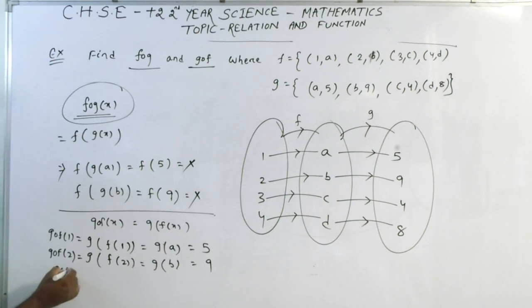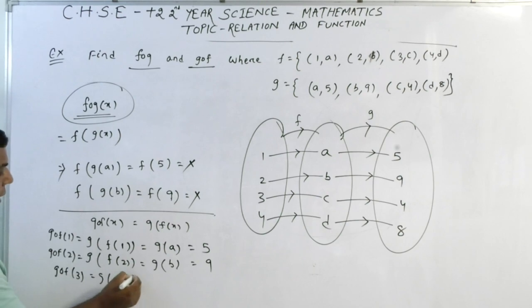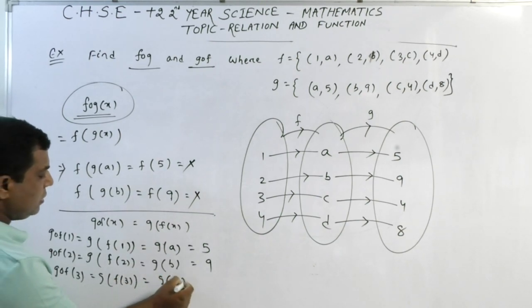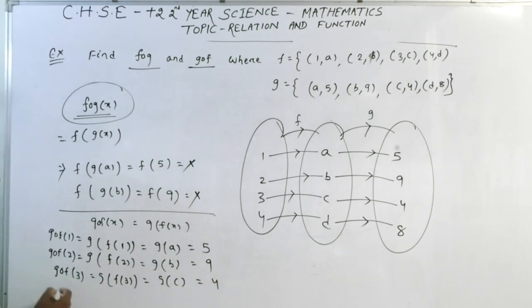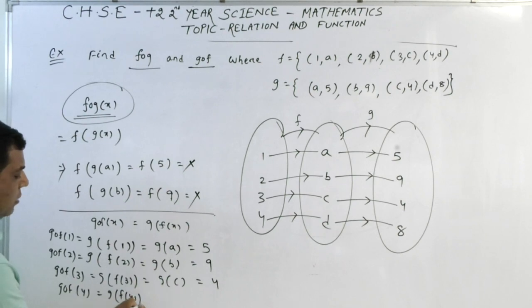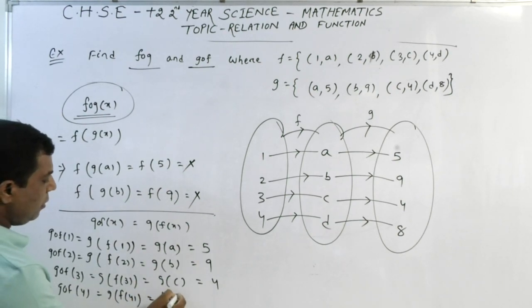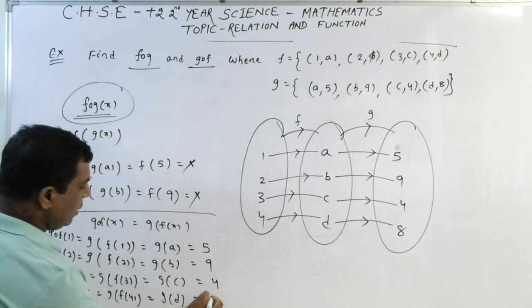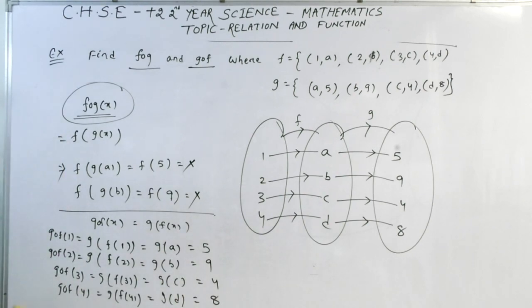Similarly, what is g of f of 3? f of 3 is c, and g of c is 4. And what is g of f of 4? f of 4 is d, and what is g of d? It is equal to 8. Now you can see, though the fog function is not defined, the gof function can be defined here.